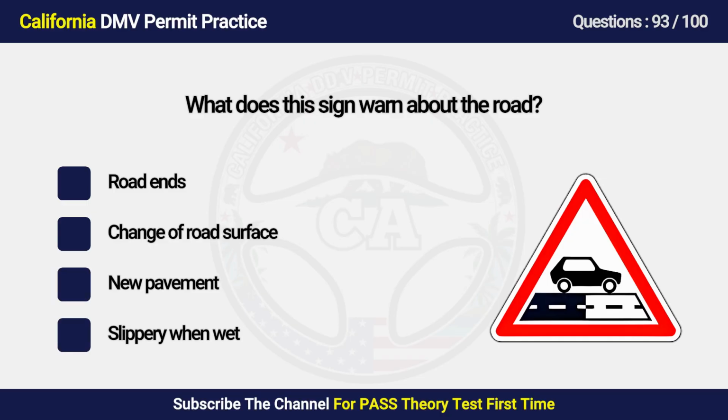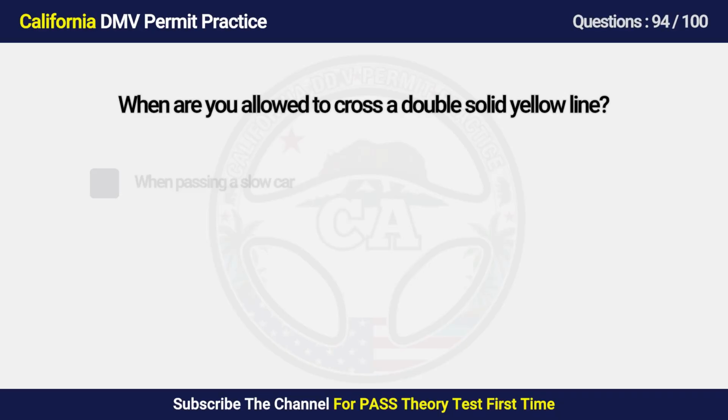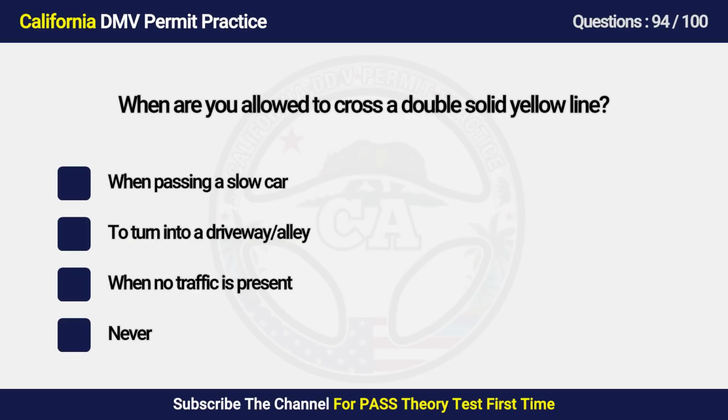A. Road ends. B. Change of road surface. C. New pavement. D. Slippery when wet. Answer is B. Change of road surface. This sign warns drivers that the road surface is changing ahead. Be prepared for different traction levels, such as moving from asphalt to gravel, and adjust your speed and driving accordingly. Question 94. When are you allowed to cross a double solid yellow line?